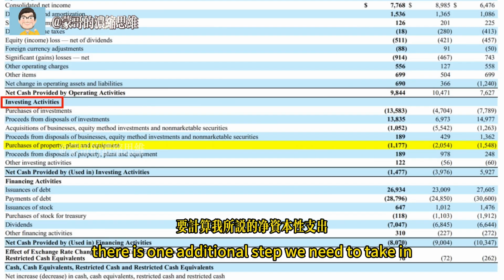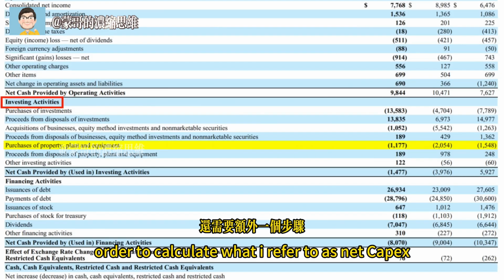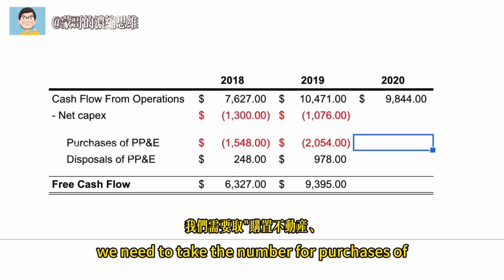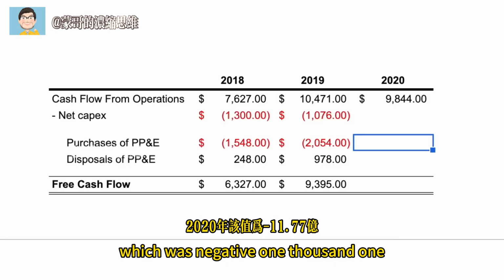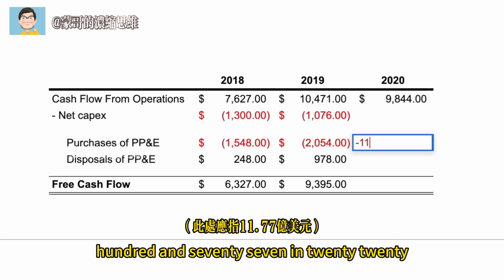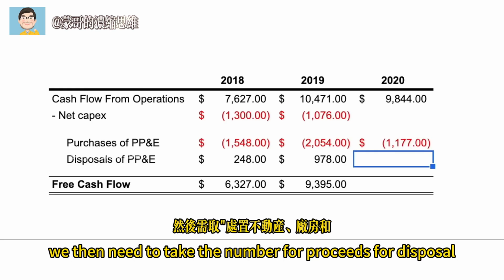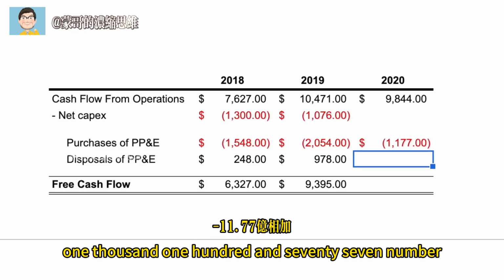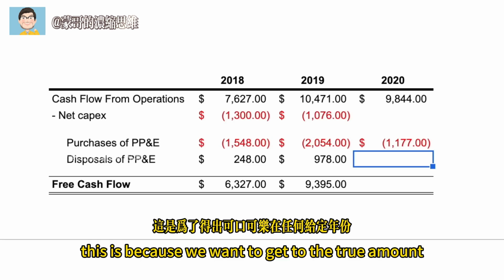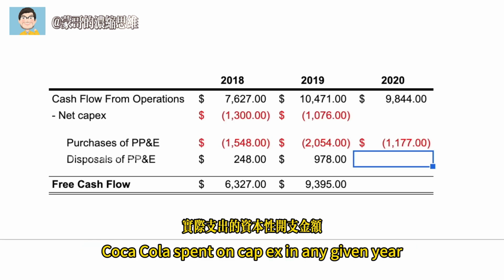However, there is one additional step we need to take in order to calculate what I refer to as net CapEx. We need to take the number for purchases of property, plant, and equipment, or PP&E for short, which was negative $1,177 in 2020. We then need to take the number for proceeds for disposal of property, plant, and equipment and add it to the negative $1,177 number. This is because we want to get to the true amount Coca-Cola spent on CapEx in any given year.